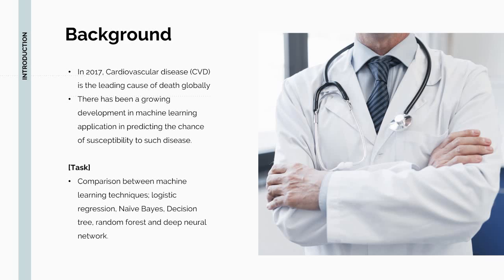With this in mind, our group made an effort to contribute to the good cause by doing this project. In this project, we compare different machine learning models, which are logistic regression, naive Bayes, decision tree, random forest, and deep neural network. We use the results and discuss their performances.